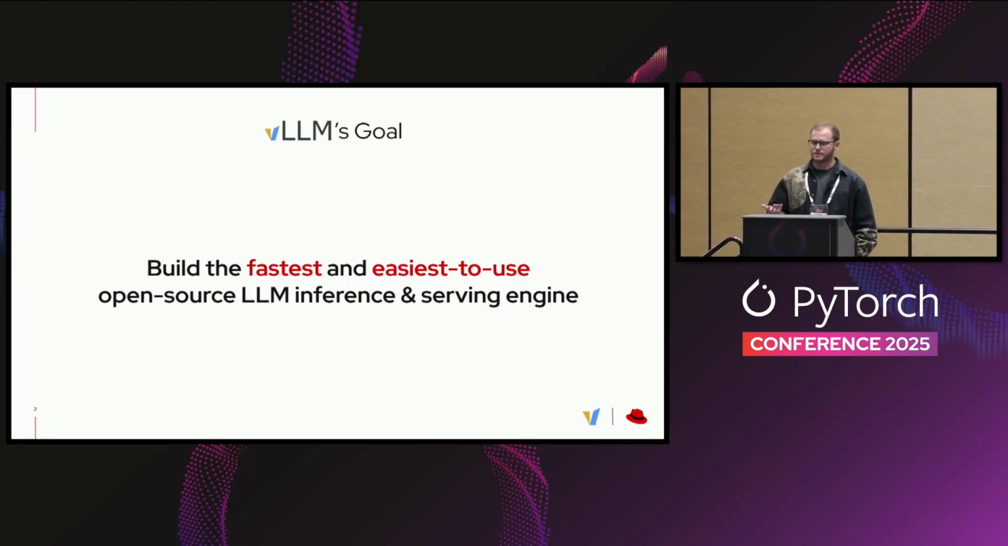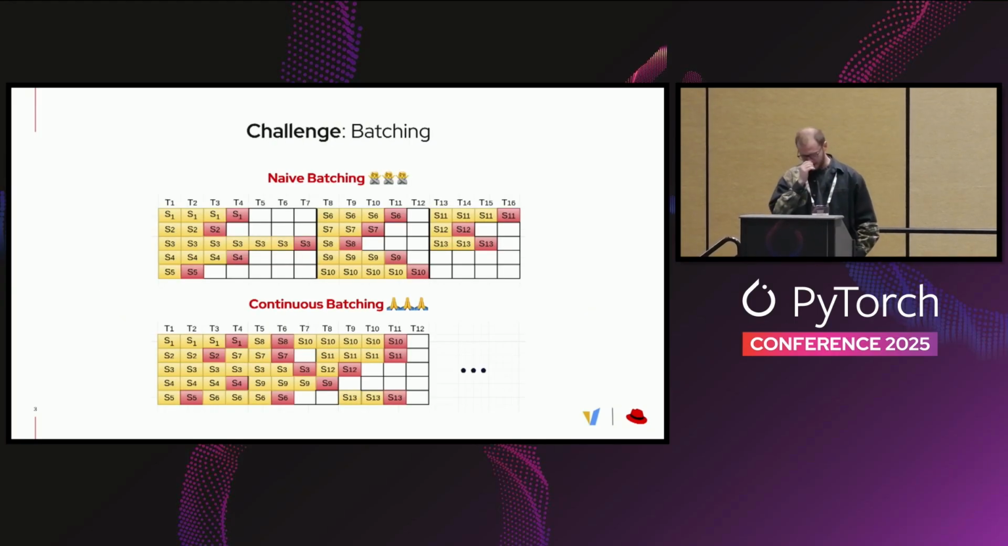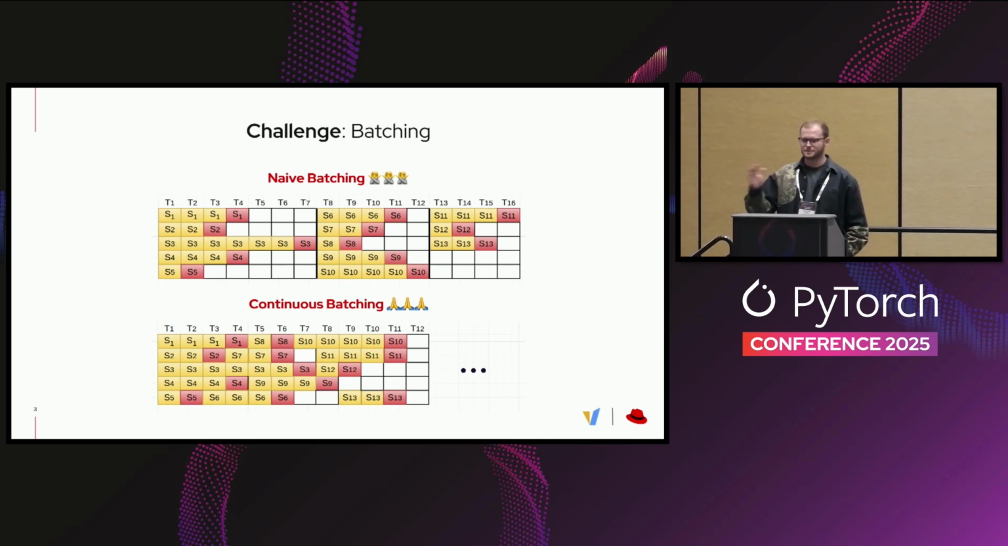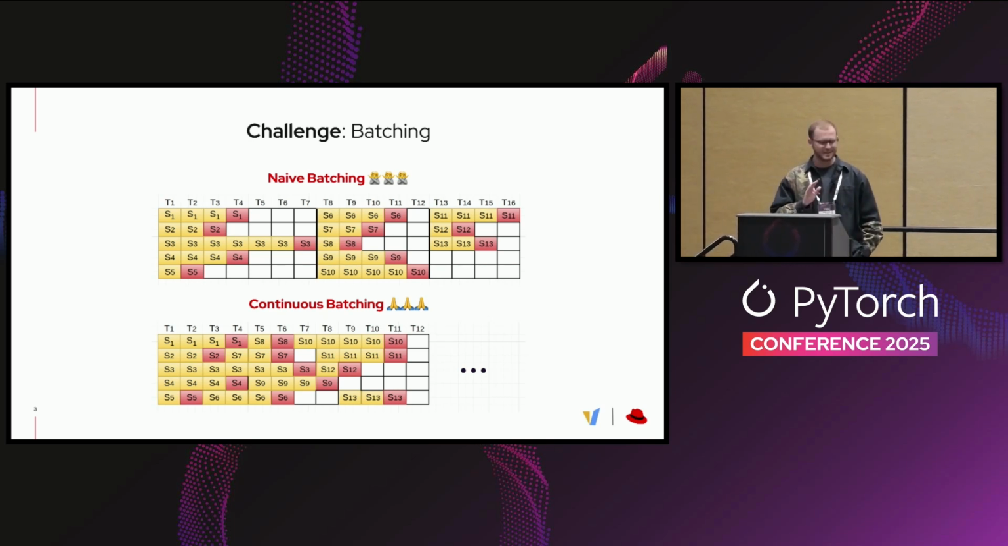So the goal of vLLM is relatively simple to start with, right? We just want to build the fastest and easiest to use open source LLM inference engine. Easier said than done, but we'll walk through what the key things there are. So the first challenge, mind you, this is back in 2023, is batching.